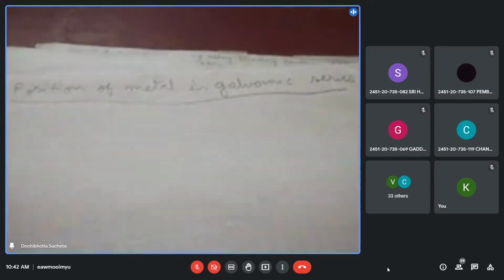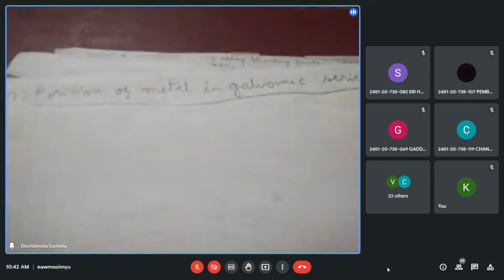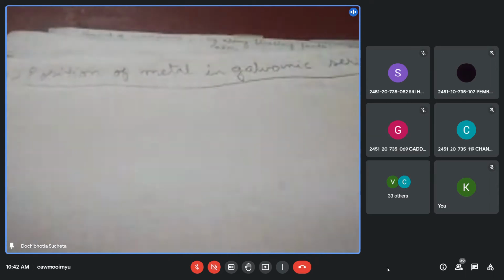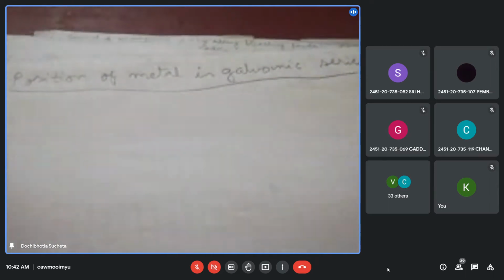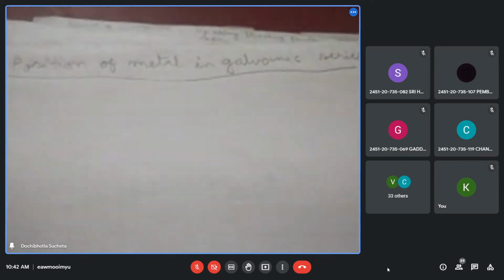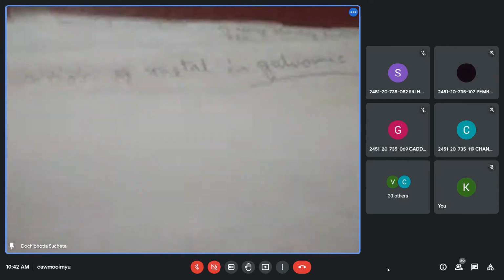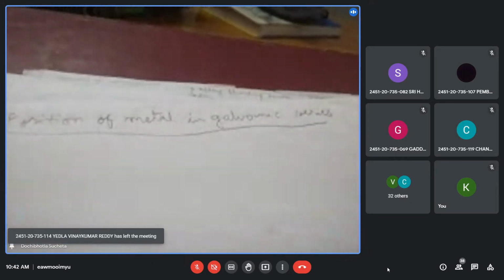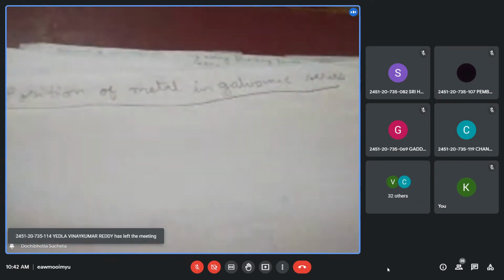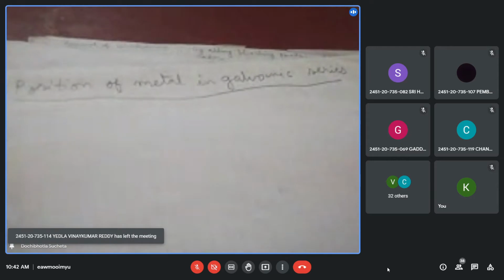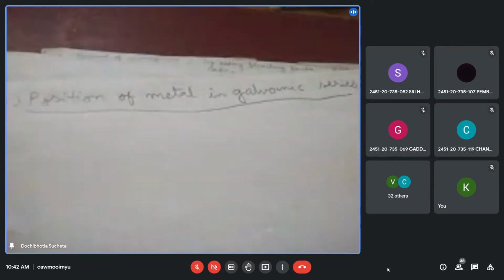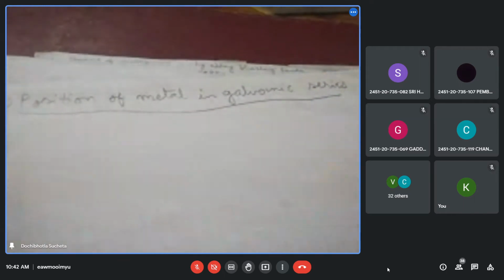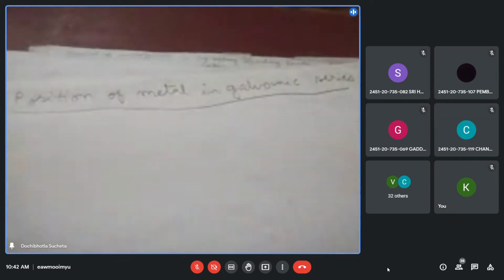Rendering that metal a property of passivity. So what is passivity? The inertness towards corrosion exhibited by a metal is nothing but passivity. And hence it is very interesting. That's the reason why we are alloying iron with chromium or nickel, etc., to improve its corrosion inhibition properties, and hence they are very widely used for different applications. We know that. So that's the one point.